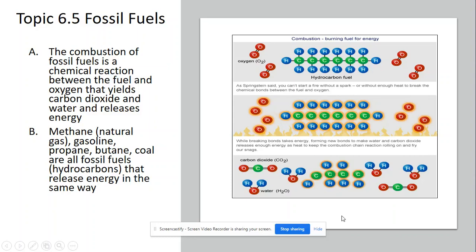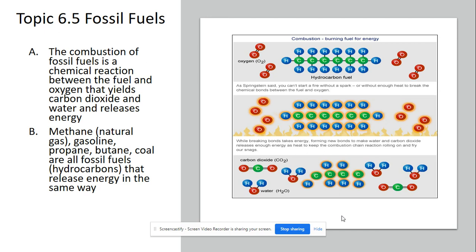Everyone, this is Miss Moriarty, and I'm here to discuss topic 6.5, which is once again talking about our fossil fuels known as coal, petroleum, as well as natural gas. Remember, when we harvest fossil fuels and combust them for energy, this chemical reaction between the fuel and oxygen gas creates carbon dioxide, water, as well as the energy that we're going to use as electricity.